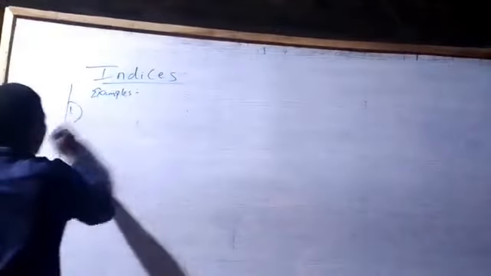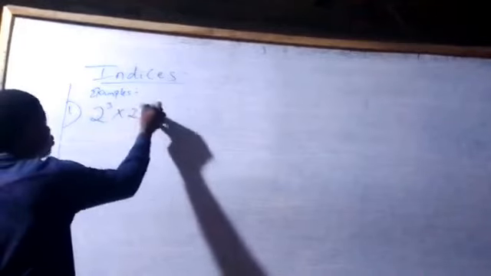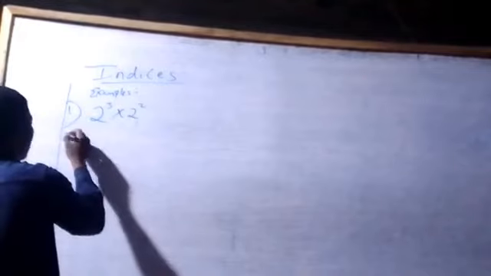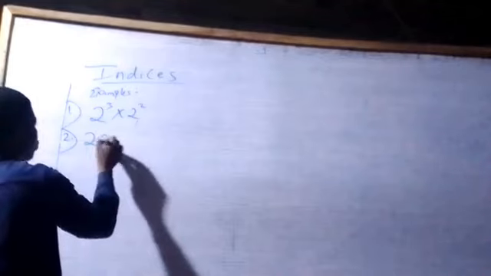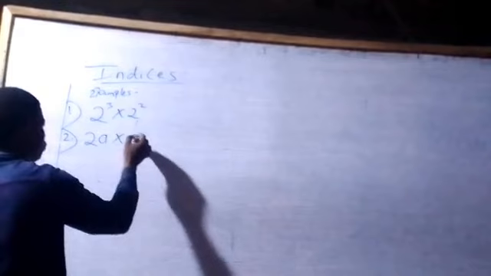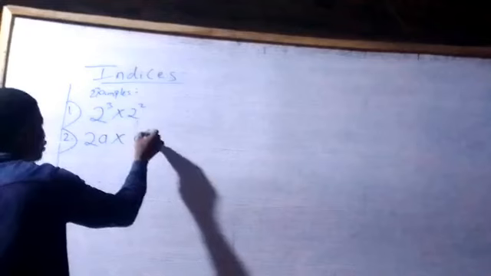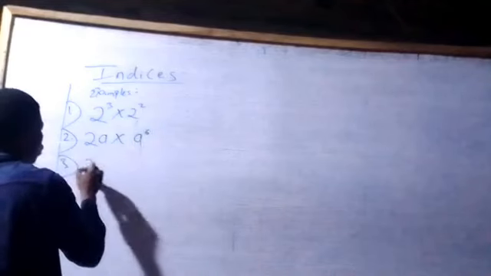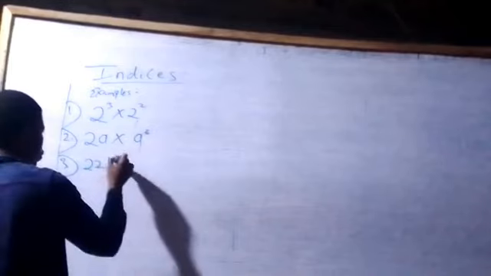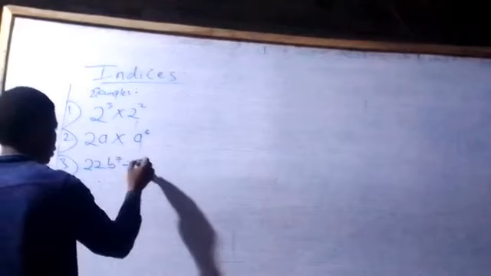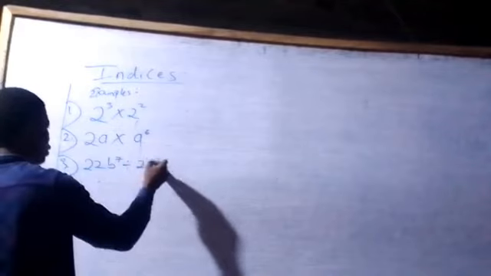We have 2 raised to power 3 times 2 raised to power 2. Find the easy one. We have 2a times a raised to power 6. We have 22b raised to power 7 divided by 2b raised to power 3.